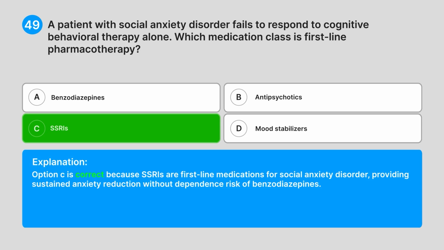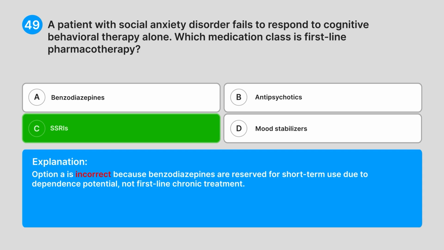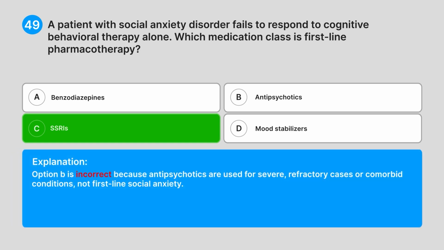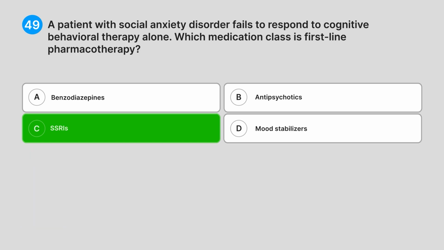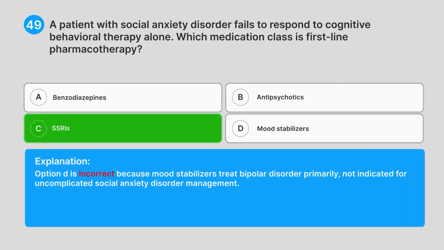Explanation: option C is correct because SSRIs are first-line medications for social anxiety disorder, providing sustained anxiety reduction without the dependence risk of benzodiazepines. Option A is incorrect because benzodiazepines are reserved for short-term use due to dependence potential, not first-line chronic treatment. Option B is incorrect because antipsychotics are used for severe, refractory cases or comorbid conditions, not first-line social anxiety. Option D is incorrect because mood stabilizers treat bipolar disorder primarily, not indicated for uncomplicated social anxiety disorder management.